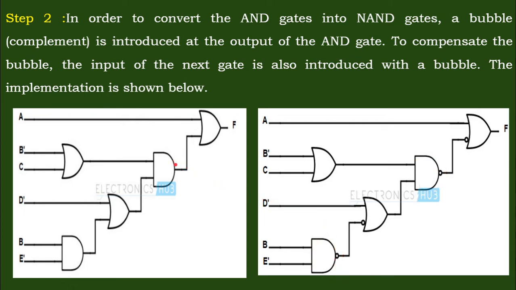If you introduce a bubble, it will change the value of the input. So in order to compensate the value, we have to add one more bubble at the next level, because we know that the complement of the complement of any variable is the same variable. For example, x bar bar is x, a bar bar is a, so a double bar is equal to the variable itself. So we add one more bubble at the other end also, to compensate the values.